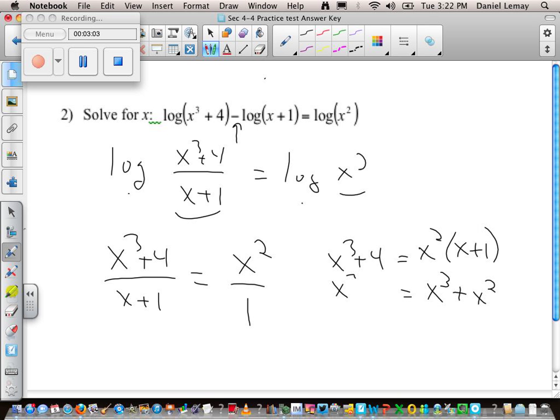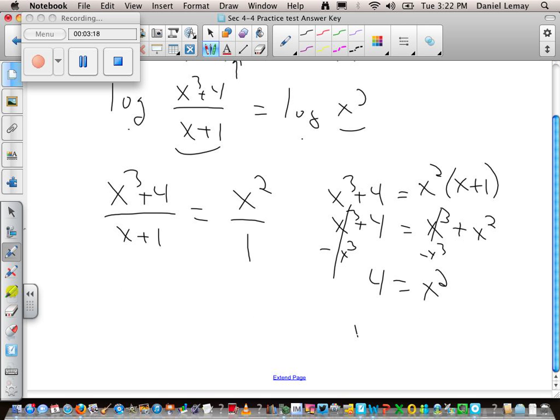If I distribute the x squared through, I get this expression. Since I've got an x cubed on both sides, if I subtract x cubed from both sides, they cancel out. That leaves me 4 equals x squared. To solve that, I'm going to take the square root of both sides. And when I take a square root, I have to remember it's plus or minus. So this is telling me x could be negative 2 and x could be positive 2. But I have to make sure both of those work in the original.